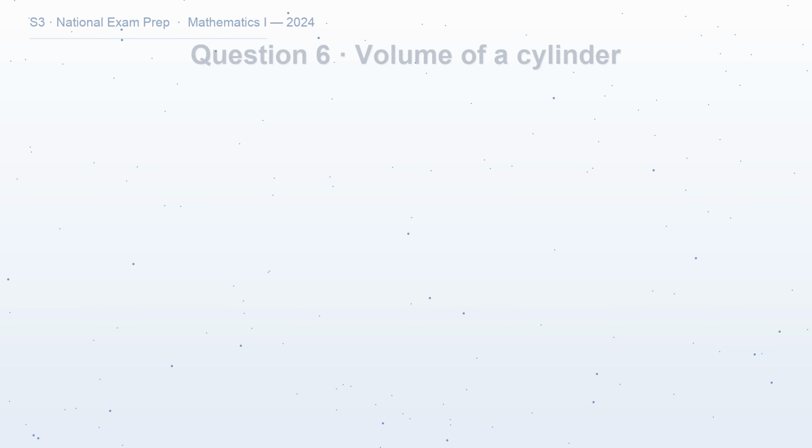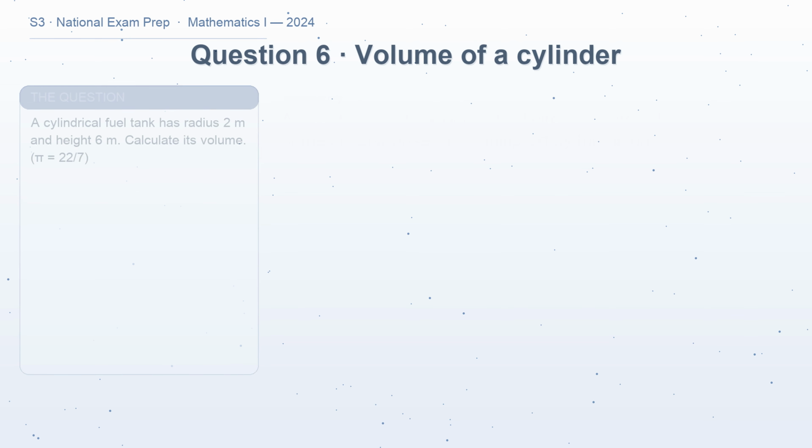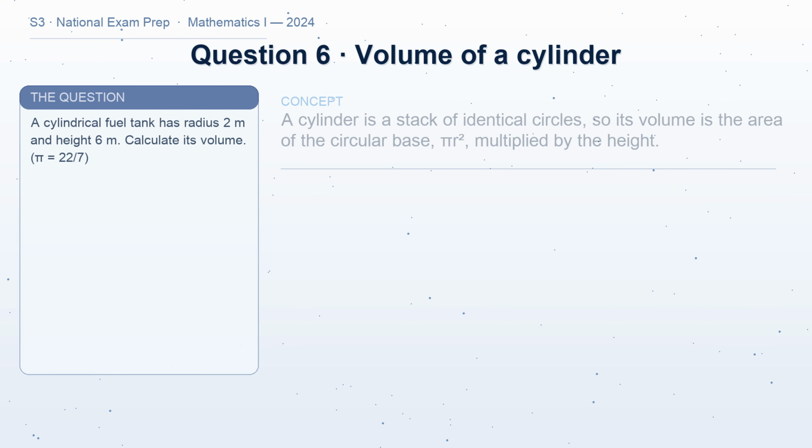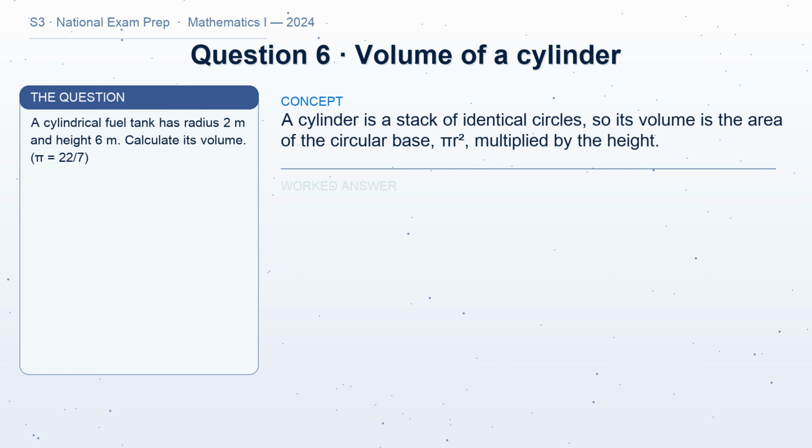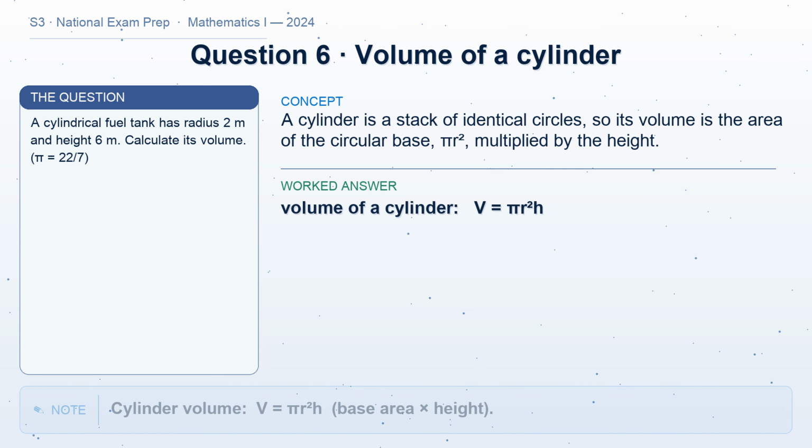Question 6. A cylindrical fuel tank has radius 2 meters and height 6 meters. Find its volume taking pi as 22/7. Picture a cylinder as a stack of identical circles piled up to the height. So its volume is the area of the circular base, pi r squared, times the height.